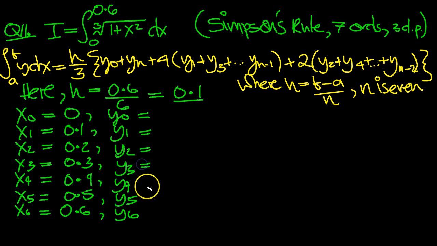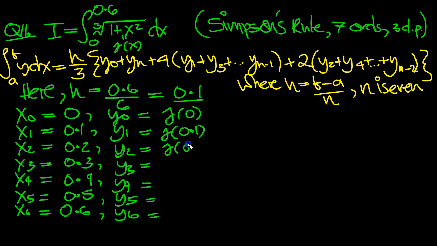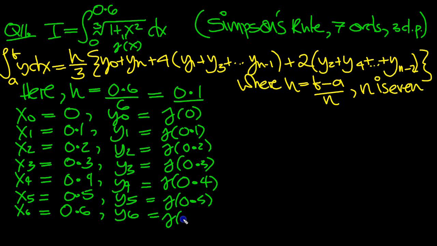We've got the formula. So I'm just going to put that as an f of x just to save us a bit of time, is equal to this function here, the integrand. So this would be f of 0, and so on, and lastly f of 0.6. So what does this equal then? We need to type these in a calculator.